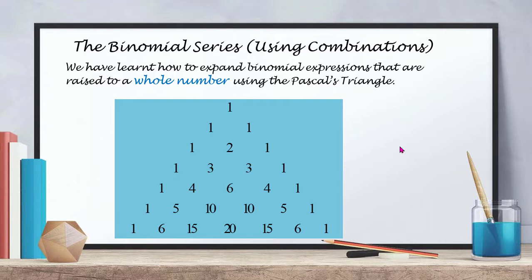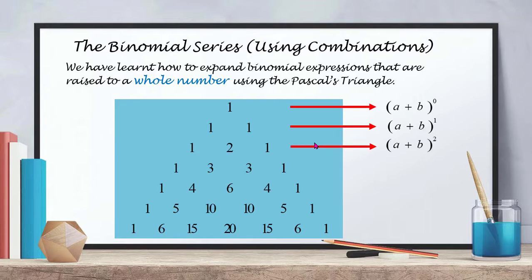Recall, this is Pascal's triangle. We said if we want to expand a binomial expression raised to the power 0, we use 1 as the binomial coefficient. If we want to expand a binomial expression raised to the power 1, we use 1 and 1 as binomial coefficients.